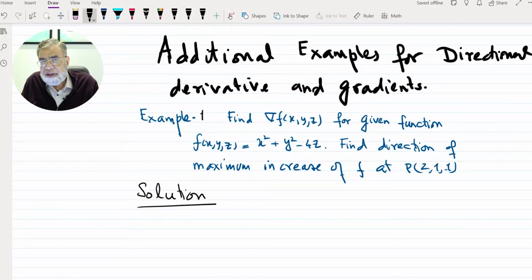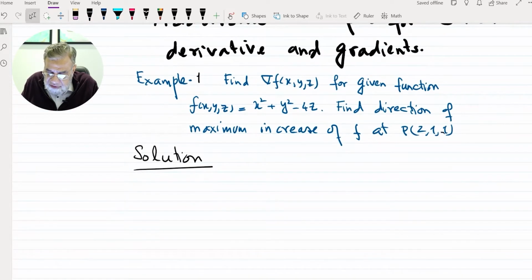So for example, we want to find the gradient of the function x squared plus y squared minus 4z, a three-dimensional function of x, y, and z, and find the direction of the maximum increase of the function at the point 2, 1, and 1. So this is the problem. We first find the solution of this one.